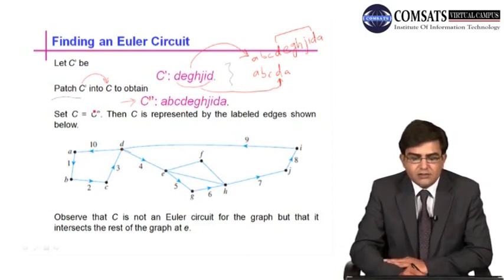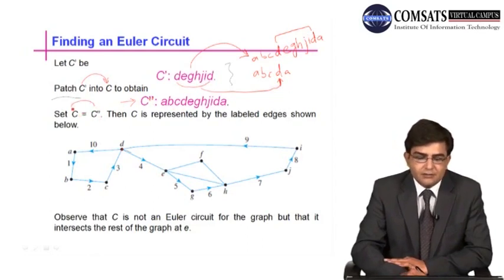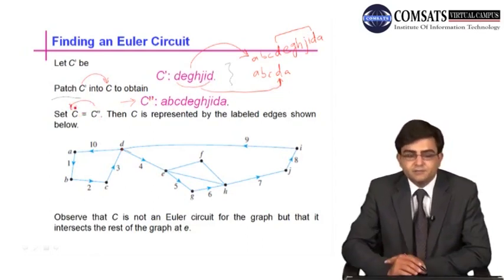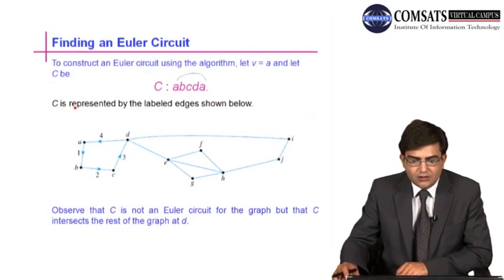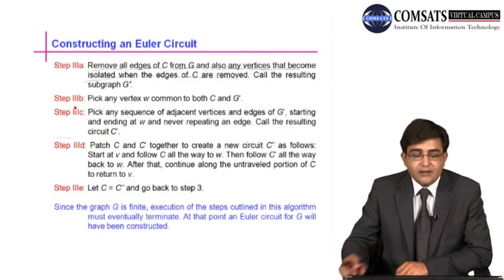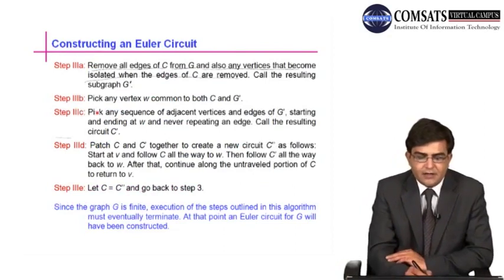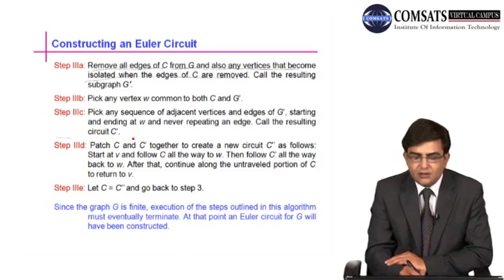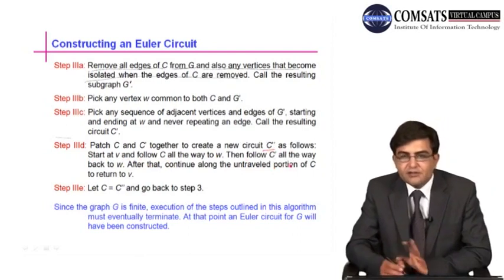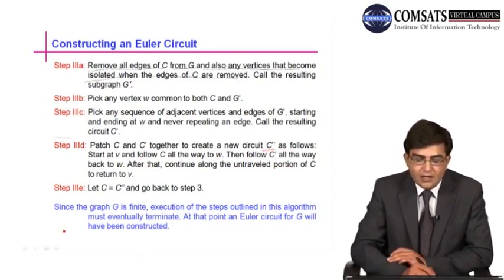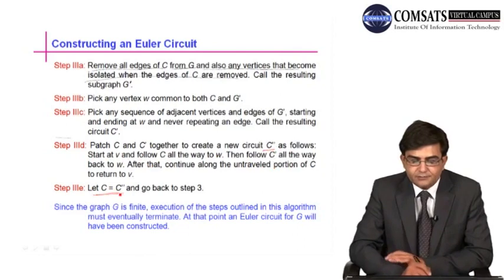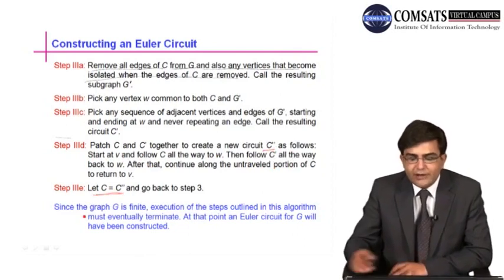Now again we call C double dash the circuit C, as was here in steps. Here we patch C dash into C, or patch C and C dash together to create a new circuit, call it C double dash, as follows. Start at V and follow the procedure which I have shown you. Now let C equal C double dash, and then go back to step 3.